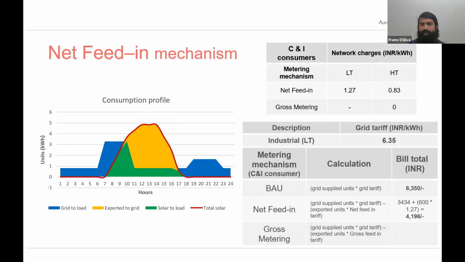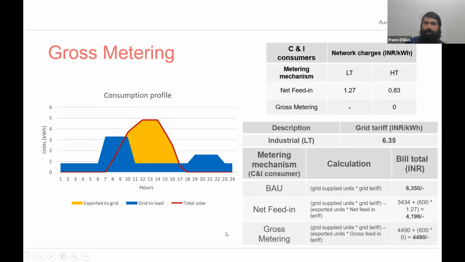Doing so under the net feed-in mechanism, we pay a total amount of 4,196 rupees as compared to a business as usual case where we would pay 6,350 rupees for a monthly consumption of 1,000 units. Further, for gross metering, as you can see, the network charges are not applied to the solar generation, and the bill amount remains the same at 4,490 rupees for the billing cycle.